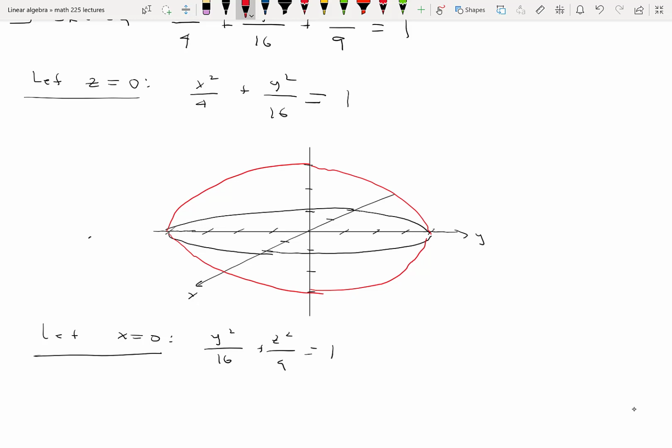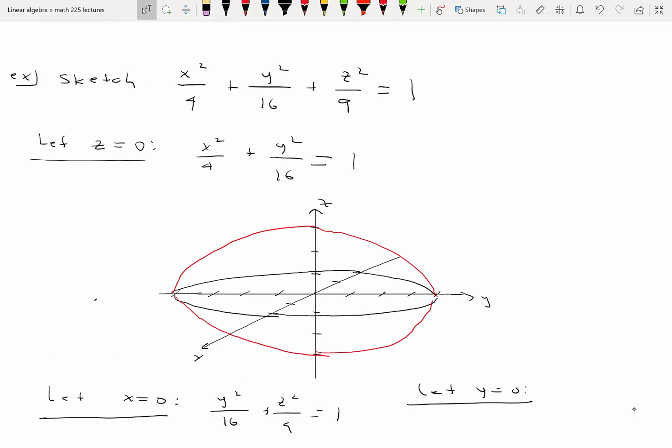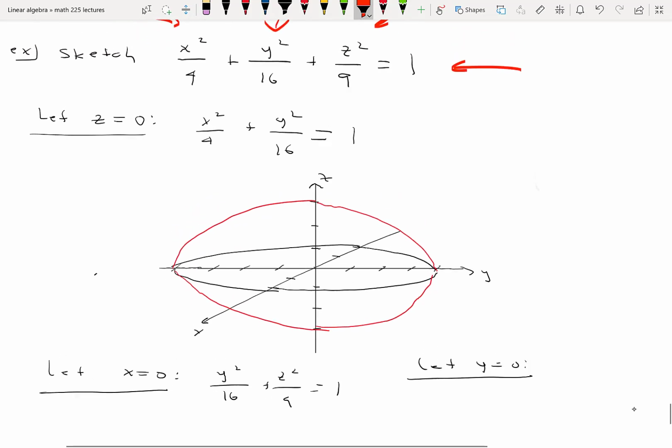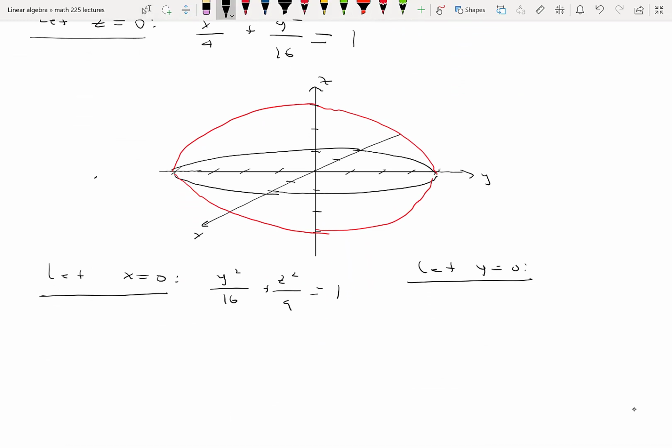Okay, one more trace. Let's get another cross section in the xz plane. Let's let y equal 0. If I let y equal 0 in my equation, remember our equation is still here, I get x squared over 4 plus z squared over 9 equals 1.